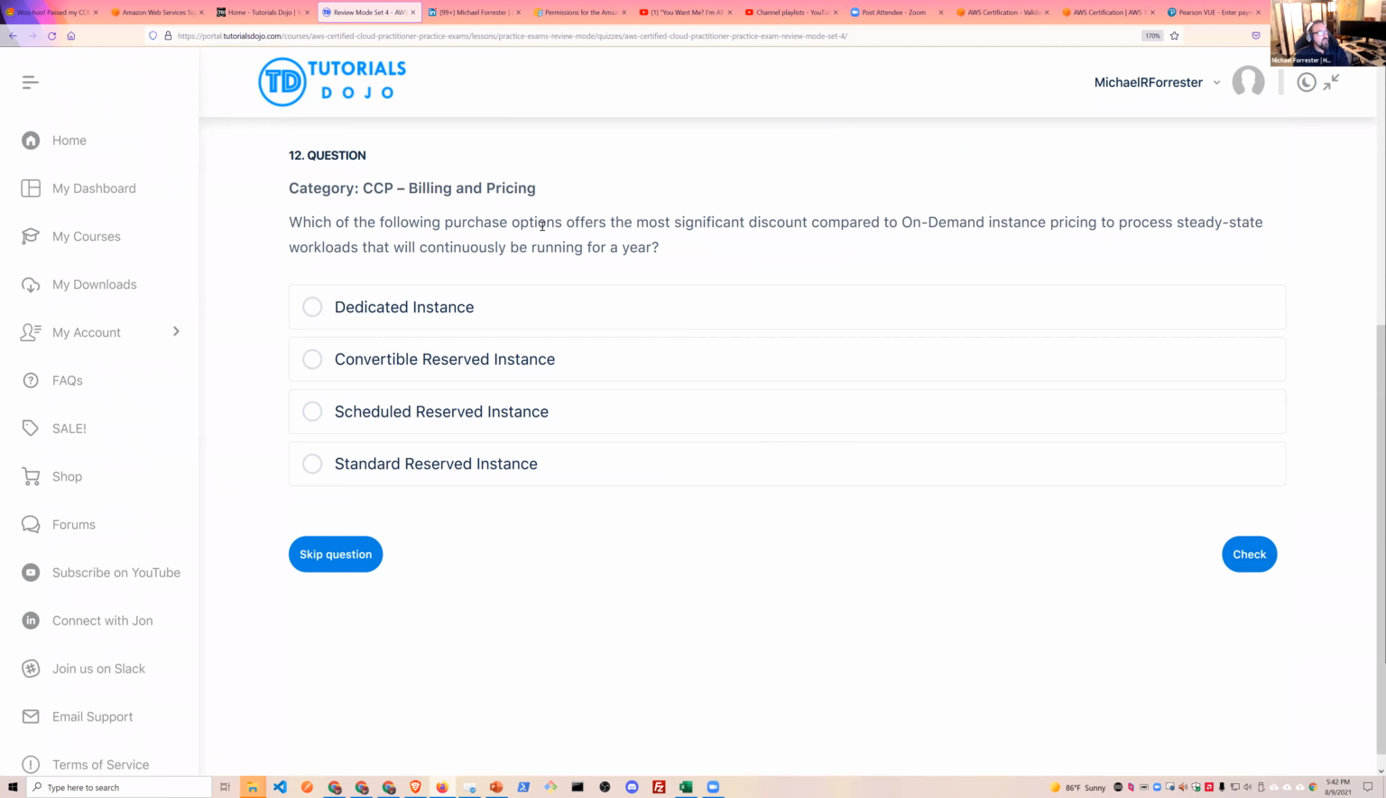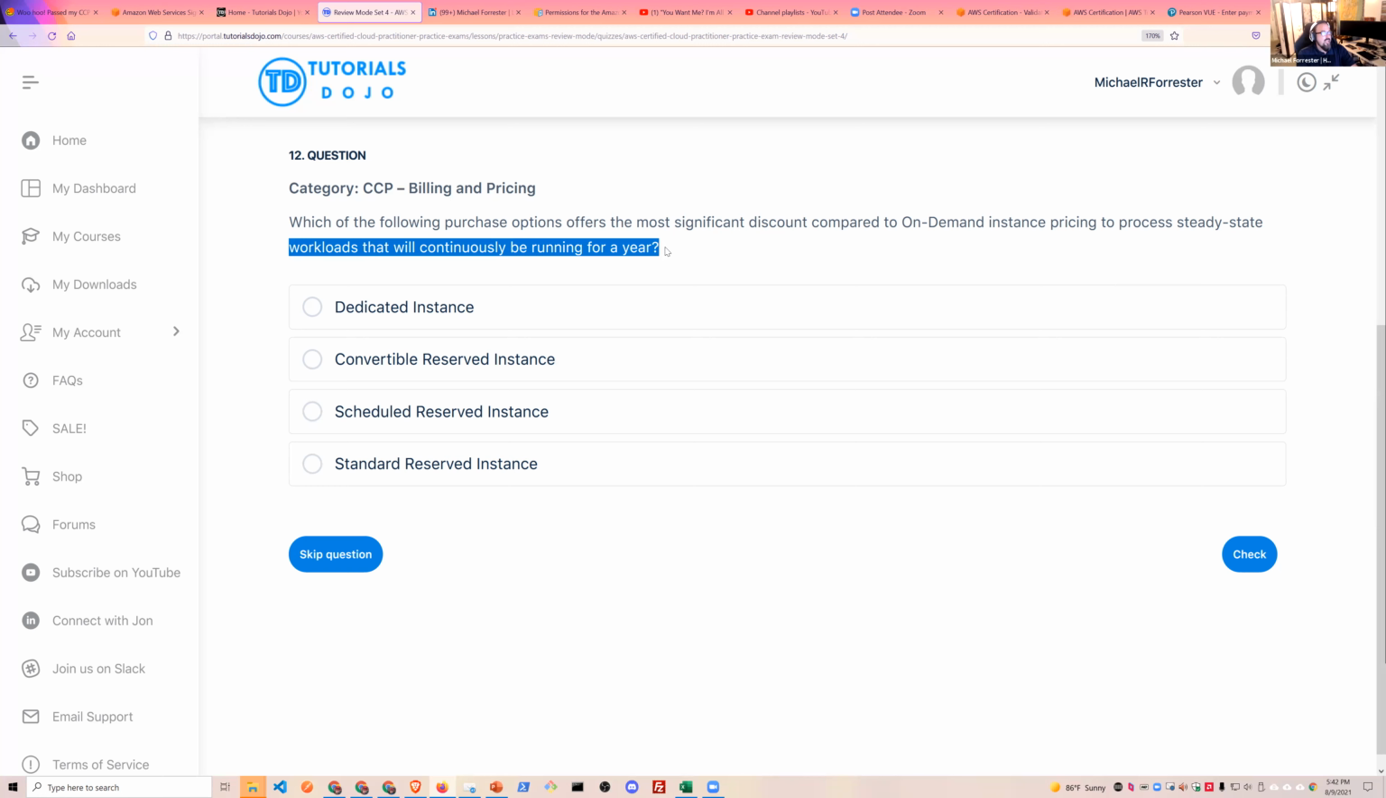Which of the following purchase options offers the most significant discount compared to on-demand instance pricing to process steady state workloads that will continuously be running for a year? Let's really break that down for a second. Steady state workloads that will be continuously running for a year. First of all, spot instances, even if it was on the list, isn't going to work, right? That's not going to make any sense. Dedicated instances are off because that's a more expensive option than on demand.